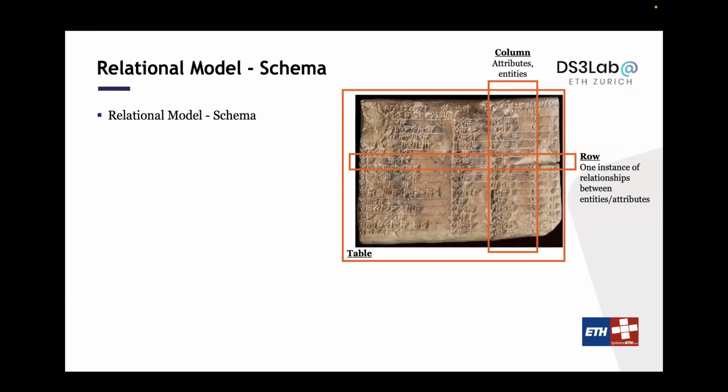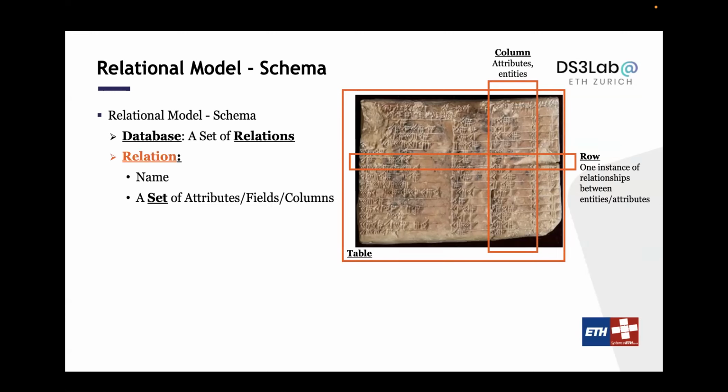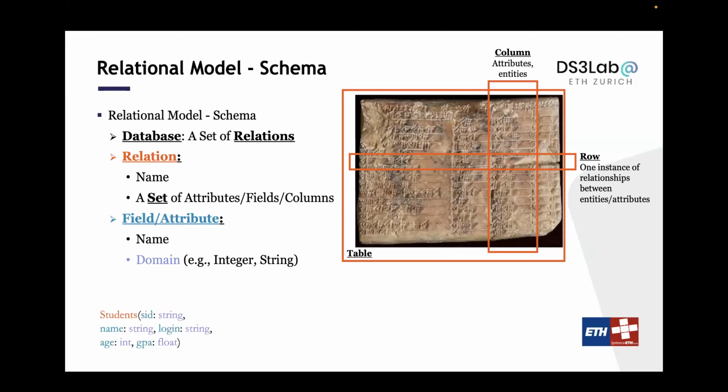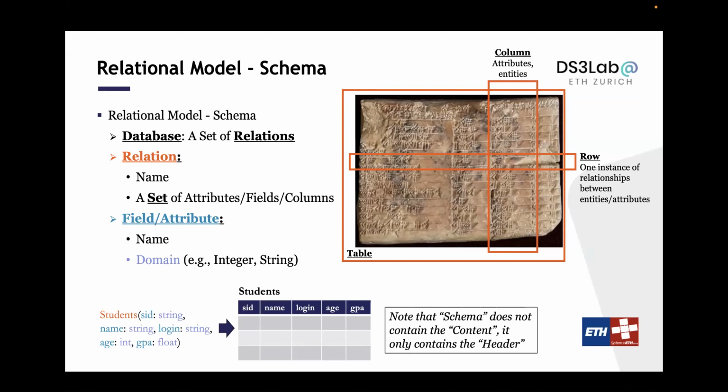The first component is a schema. It's what the data looks like, the shape of your data. Your database contains a whole bunch of relations. Each relation has a name and a set of attributes. For each attribute, it has a name and also a domain, which is the data type. We have been through this multiple times. If you think about a relation as a table, you can think about the schema as the header of this table without any content.